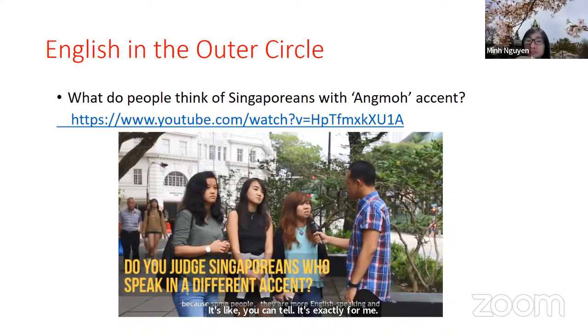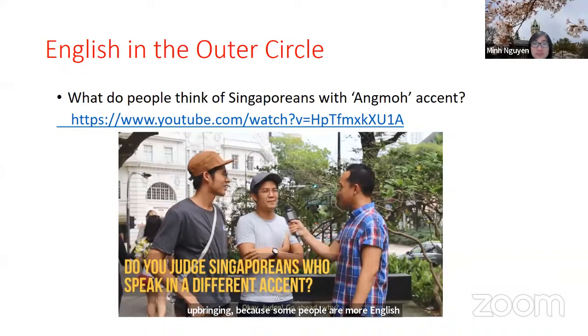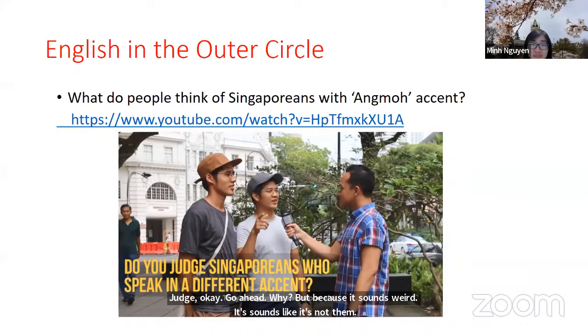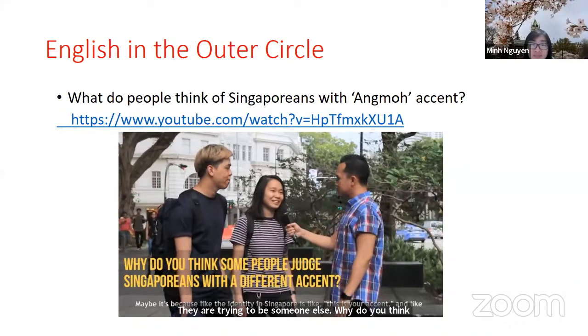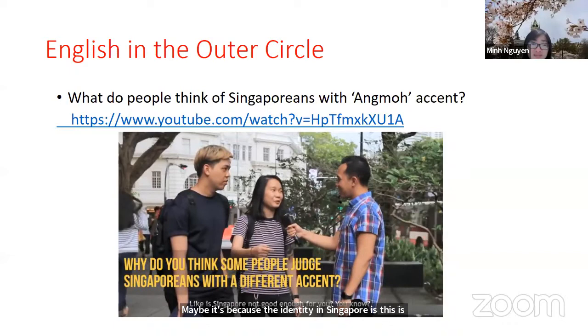Because some people are more English speaking and probably have more Caucasian family members as well. Okay, judge, go ahead. But because it sounds weird. It sounds like it's not them. They are trying to be someone else. Why do you think people judge other people for having a foreign or Ang Mo accent? Maybe it's because the identity in Singapore is, this is your accent and this is where you come from. So why are you trying to be someone else? Is Singapore not good enough for you?